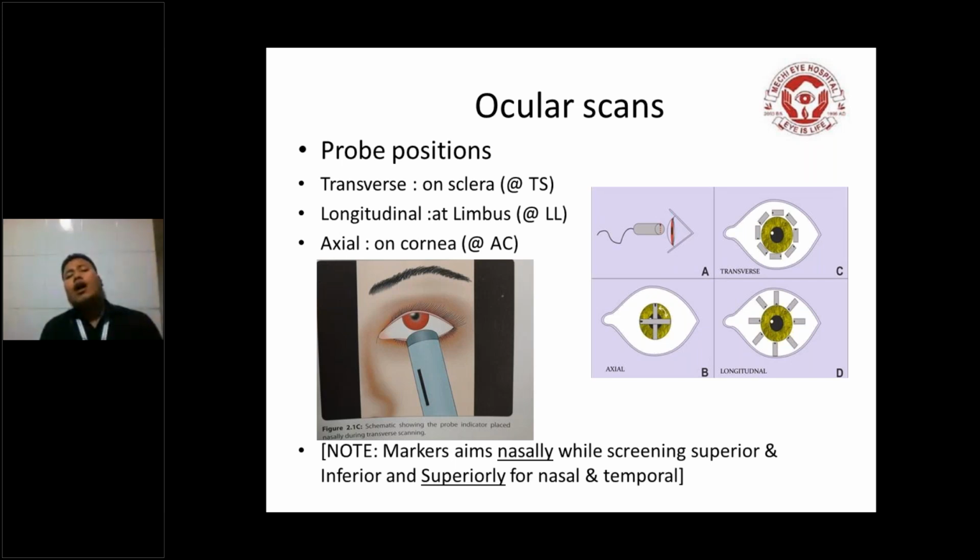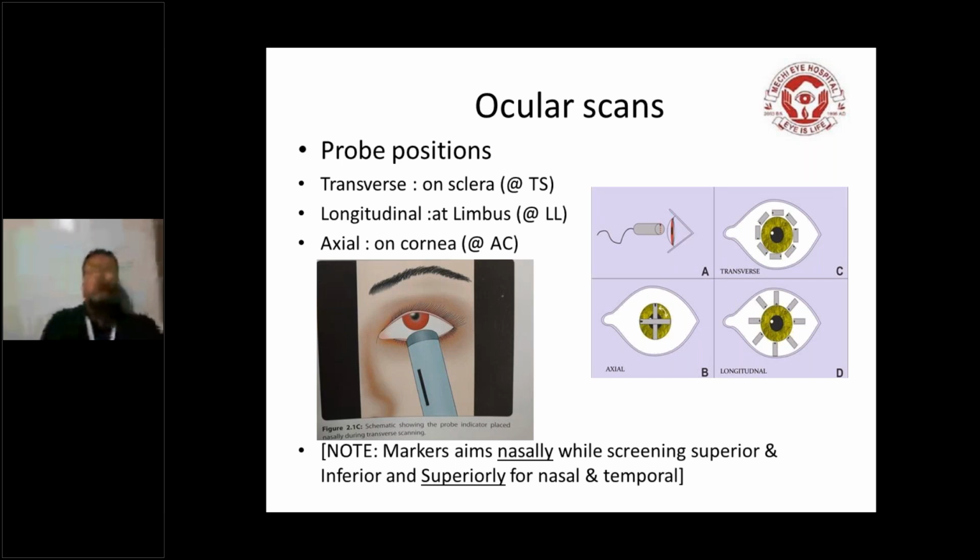So in transverse scan, suppose we have to see the superior quadrant, then we have to place the probe inferiorly. That is, we have to place the probe on the opposite side to the area of interest, and always mark the lamps nasally while screening superior and inferior, and superiorly for nasal and temporal quadrants.